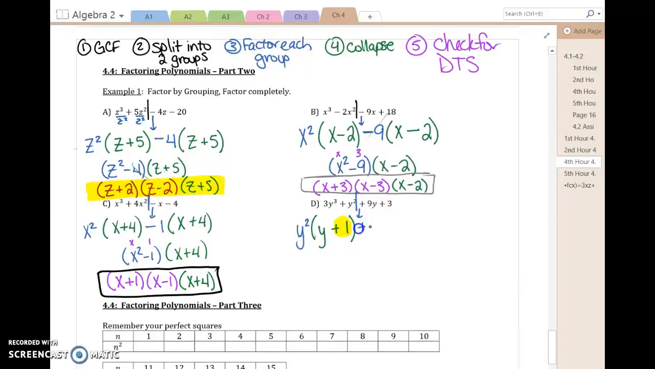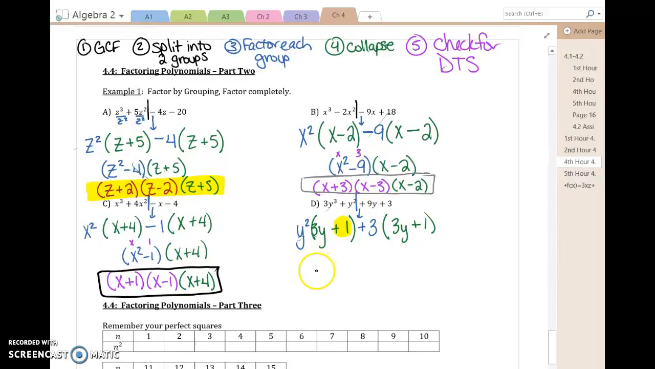What do 9y and 3 have in common? 3. 9y divided by 3 is... Oh yeah, I totally made a mistake, didn't I? There's a 3 in here. Sorry if I confused you guys. My bad. Okay, so in case you didn't catch that, in the first group, y squared times 3y is 3y to the third. And in the second group, 3y times 3y is 9y, and then we have a plus 1.